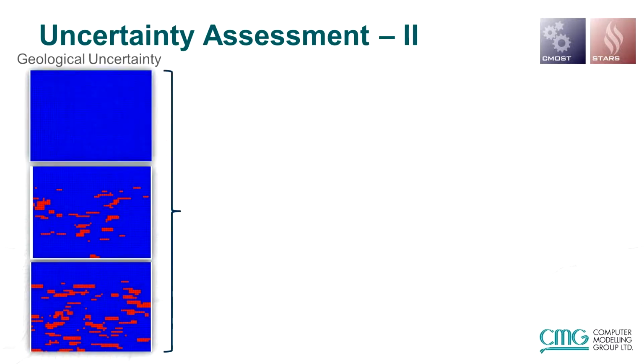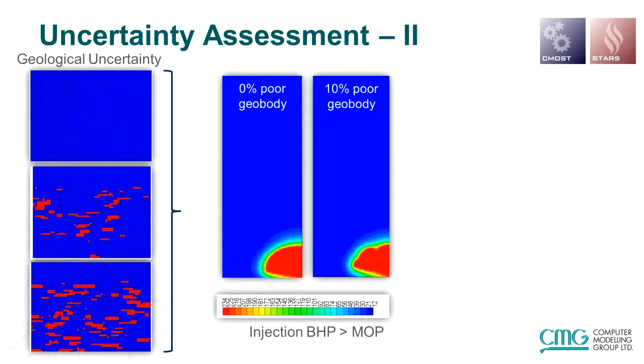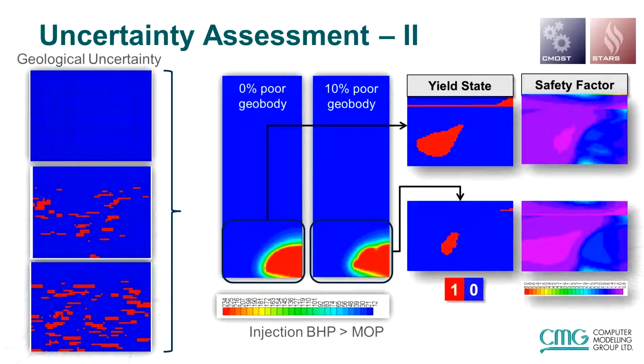We ran another one where we changed the geological properties, where we took a poorer quality geobody and distributed it all along the reservoir. And I have an example here, a comparison between 0% poor geobody and 10% poor geobody. And we see that the steam chamber growth is very similar in both cases. In both cases, the injection bottom hole pressure is higher than the maximum operating pressure. So while it seems like the performance is similar in both cases, the performance in terms of caprock failure is quite different. When we have a clean sand, the steam chamber growth is slightly higher, and that causes the caprock failure. Whereas when we have poorer quality sand, the caprock failure hasn't happened yet.